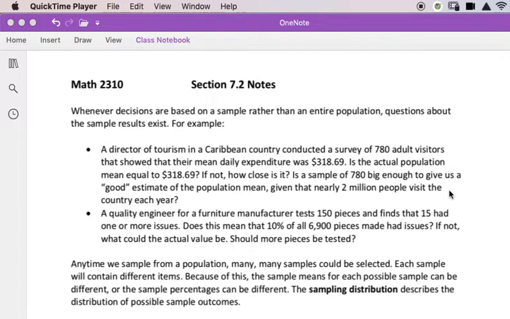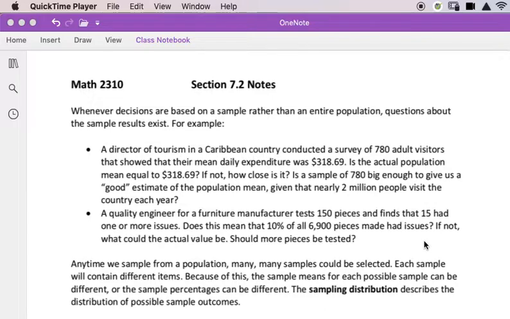Our second example, we're looking at furniture manufacturing. They're testing 150 pieces and they find that 15 of them have one or more issues. So this is 10%. Now, for the entire population of 6,900 pieces, is that exactly 10%? Is it close to 10% that would have the issues? And should we be testing more than 150 pieces?